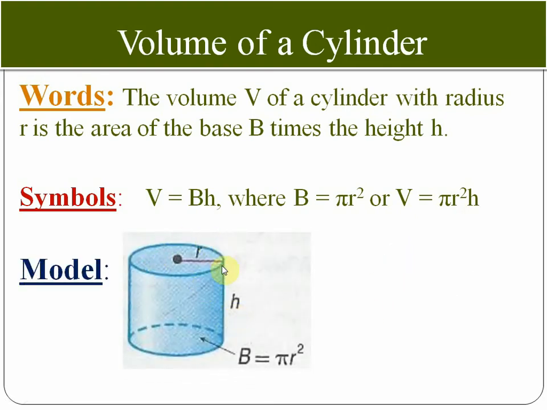When you have a base with a radius, the shape of the base is a circle having a radius, so the area of the base is pi r square, and when we multiply this disk with the height, we get the volume of the cylinder.